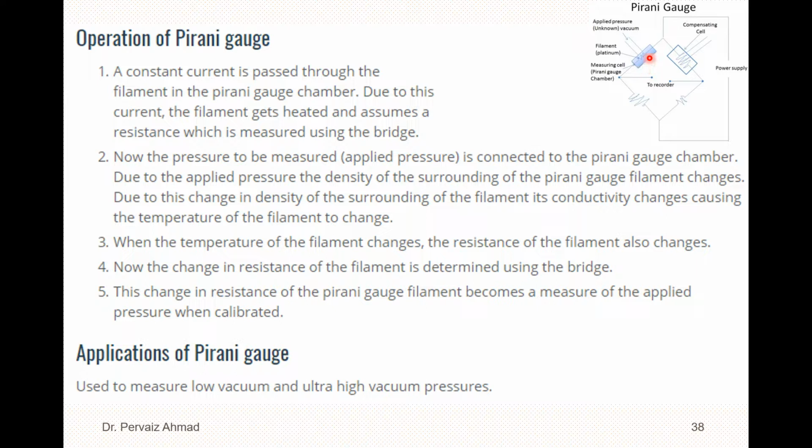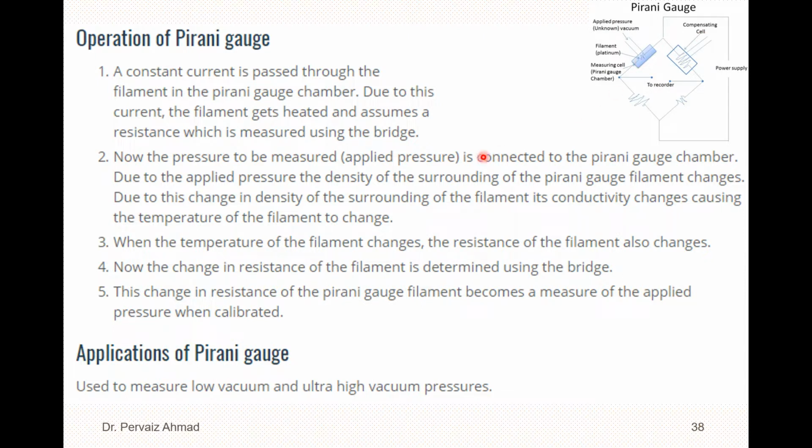So what happens when the constant current is passed through this filament? Due to this current, the filament gets heated and assumes a resistance. When it's heated, it assumes a resistance which is measured by the Wheatstone bridge. This is the Wheatstone bridge circuit, and the resistance in this filament is being measured by it.